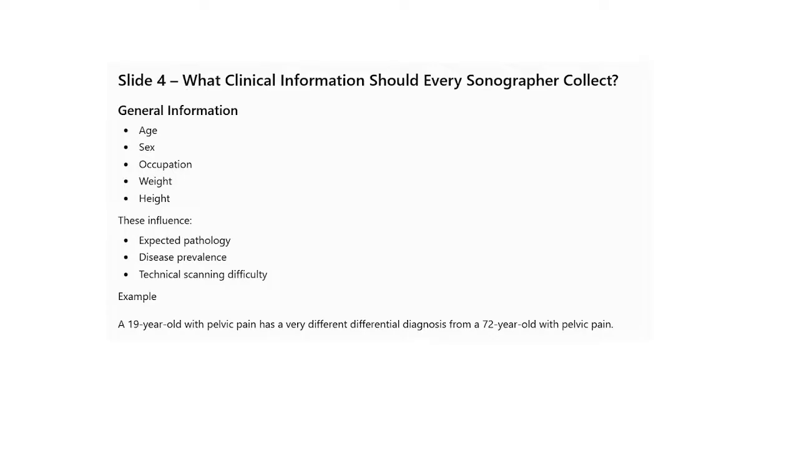So what clinical information should every sonographer collect? The general information: the age of the patient, the sex, the occupation, the weight, and the height of the patient. These influence expected pathology, disease prevalence, and technical scanning difficulty. Example: a 19-year-old with pelvic pain has a very different differential diagnosis from a 72-year-old with the same pelvic pain. Get that right.